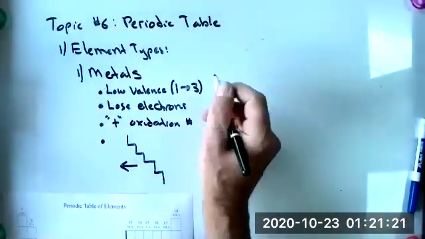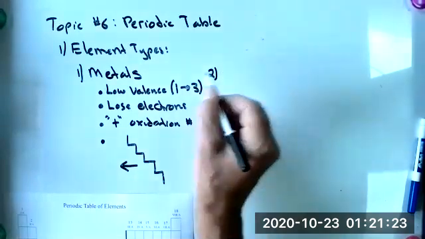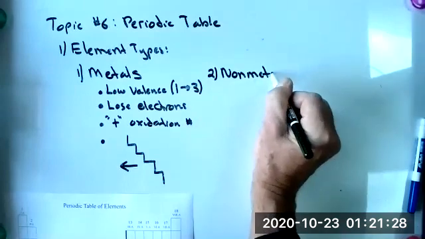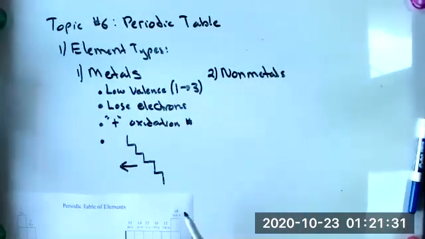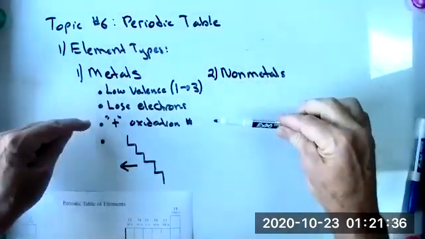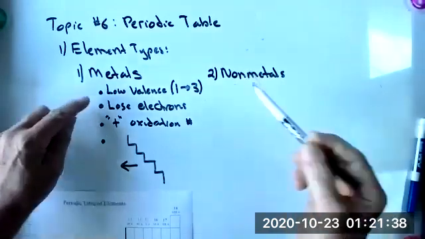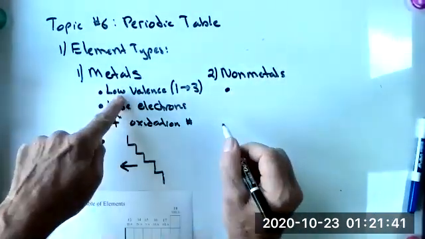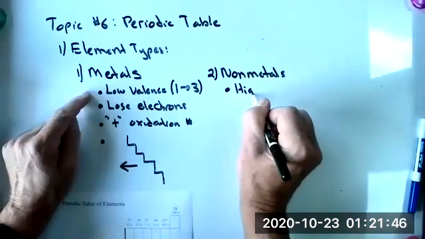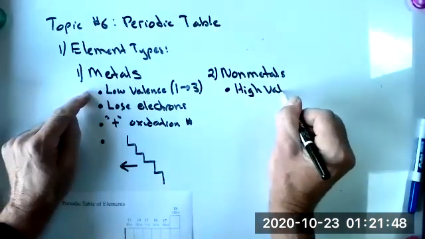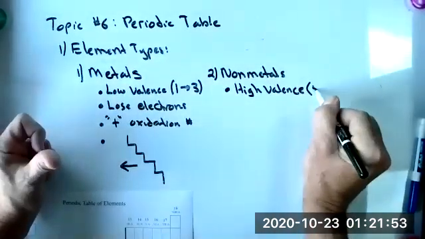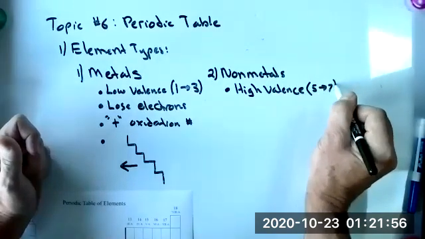Type 2. And yeah, I bet I've heard of type 2. Well, it's simply the opposite of metals, which are nonmetals. And they are exactly the opposite of what we have right here. So let's keep it in the same order, keep the notes nice and clean. So let's go right here. Nonmetals have a high valence. What classifies as high? Well, from your topic 5, it's the ones that range from 5 to 7.